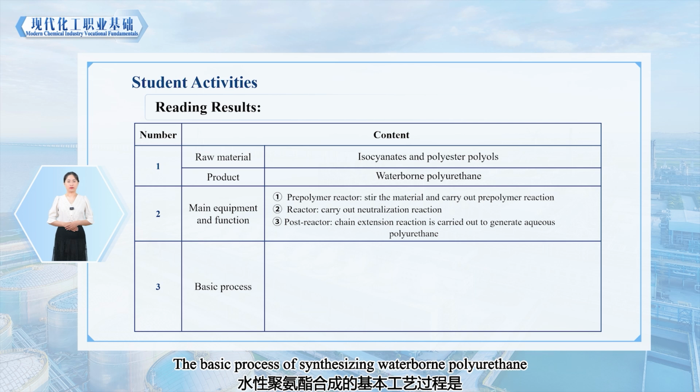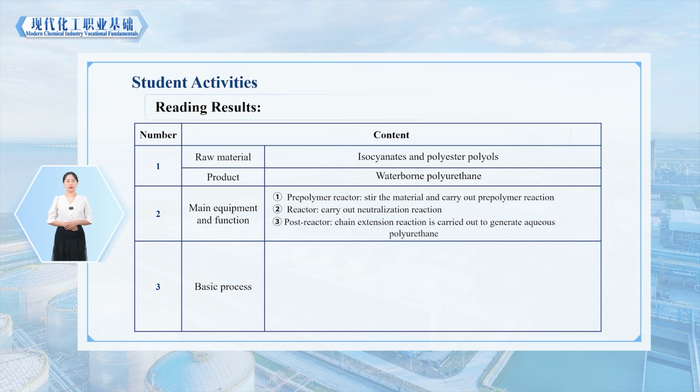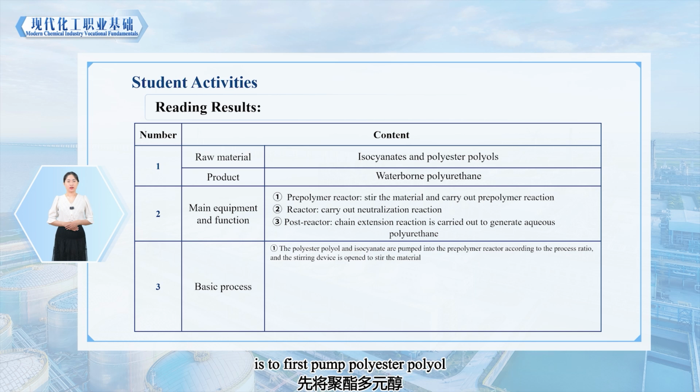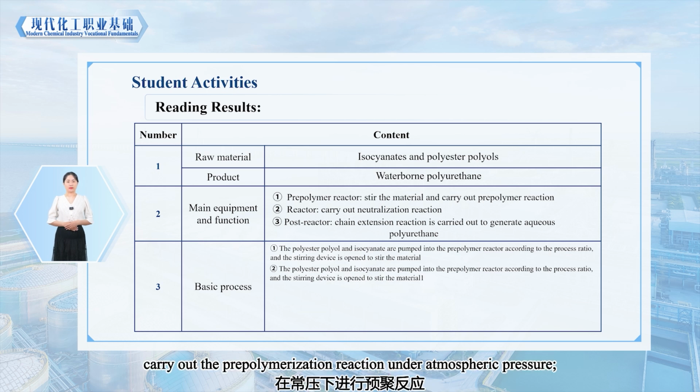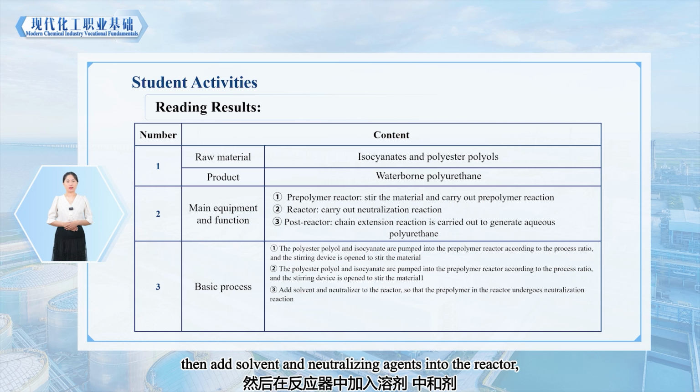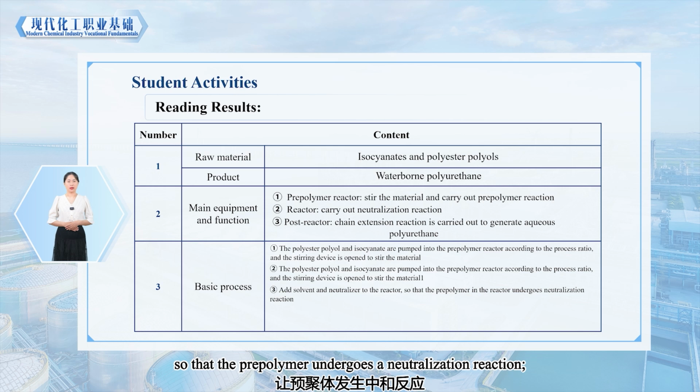The basic process of synthesizing waterborne polyurethane is to first pump polyester polyol and isocyanate into the prepolymer reactor according to the process ratio, and then activate the stirring device to mix the materials. Next, add additives and catalysts into the prepolymer. Carry out the prepolymerization reaction under atmospheric pressure, then add solvent and neutralizing agents into the reactor so that the prepolymer undergoes a neutralization reaction.